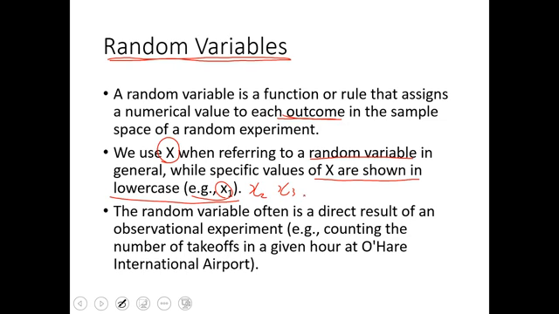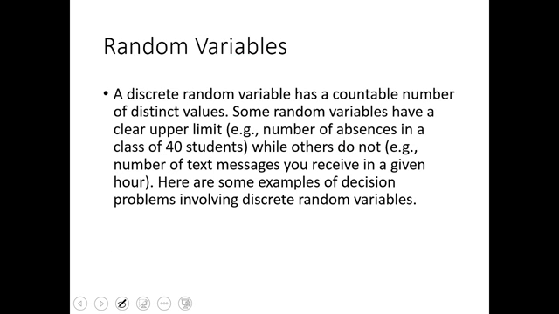So a random variable often is the direct result of an observational experiment. For example, counting the number of takeoffs in an airport or something like that. So there are two cases of random variable. One is discrete random variable and the other is continuous random variable. In this chapter we only think about the discrete random variable.